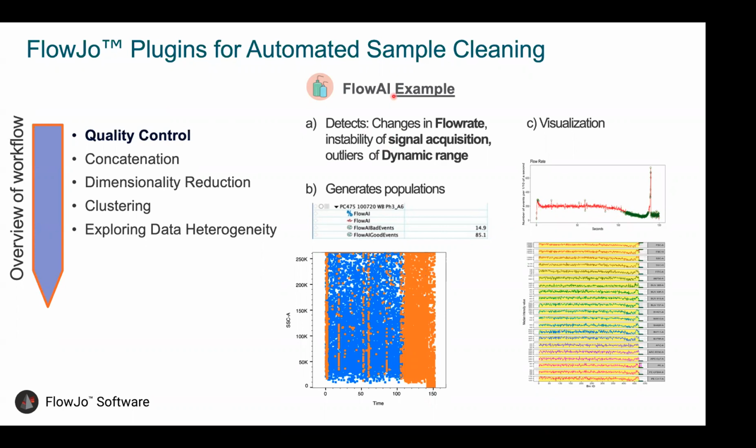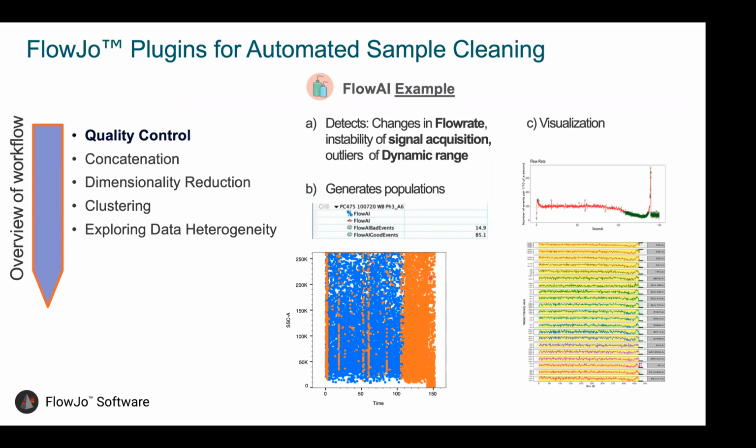So all quality control plugins give the same output. They generate populations under your sample. Here we can see a sample, and under it, after running FlowAI, we will have a FlowAI good events and a FlowAI bad events population. Yeah. You can manually overlay those to see where the events were removed from. Here we can see in orange color removal of data towards the end of the acquisition.